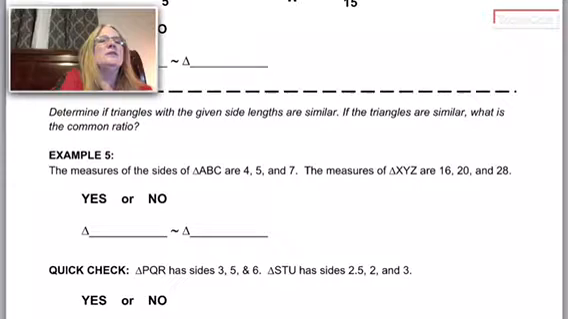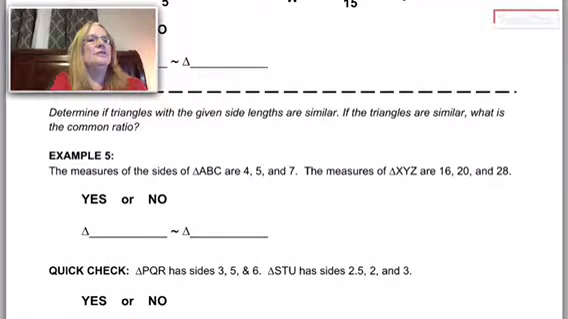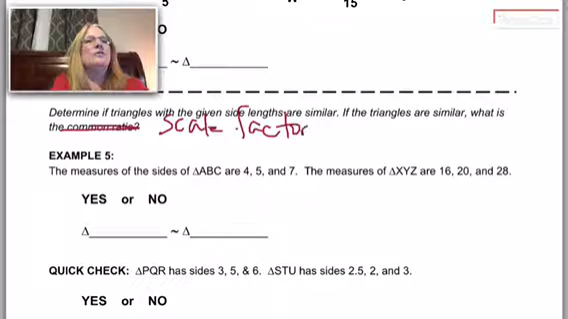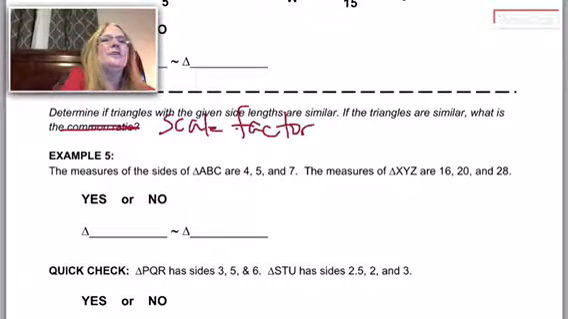Determine if the triangles with the given side lengths are similar. If the triangles are similar, what is the common ratio? Let's not use common ratio. Let's use scale factor, okay? Just use the term scale factor. Okay, the measures of ABC are 4, 5, 7, and the measures of XYZ are 16, 20, and 28.